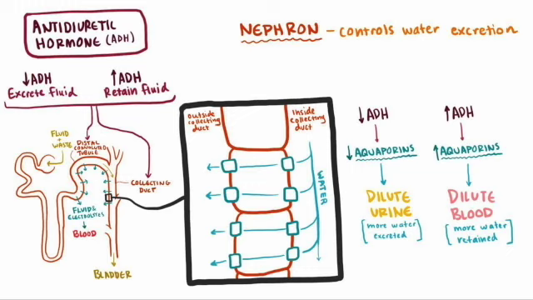Next is SIADH, syndrome of inappropriate ADH. This is a non-physiologic excess ADH from the pituitary gland or ectopic source, leading to free water retention and hyponatremia due to the kidney's inability to dilute the urine and excrete the excess water.